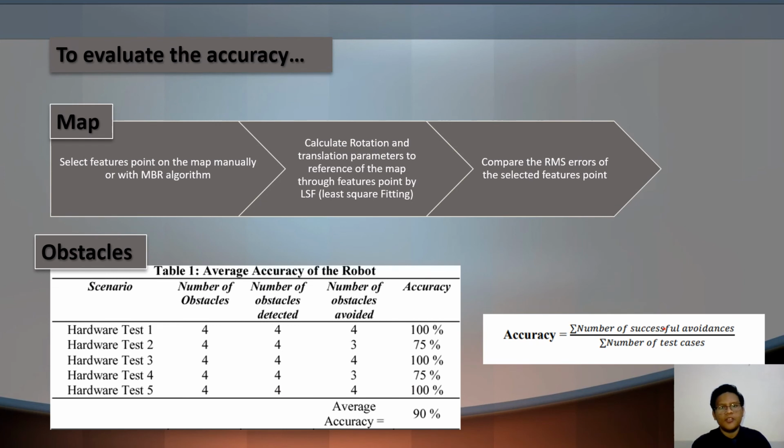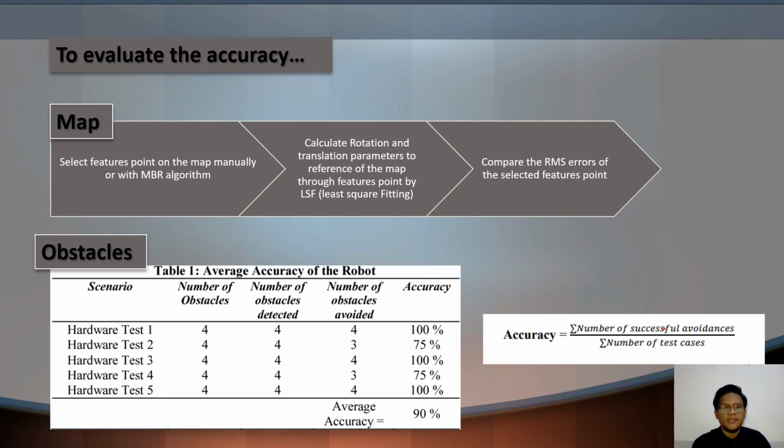Next is the methodology to obtain the third objective, which is to evaluate the accuracy. There are several steps that need to be taken to evaluate the accuracy of the map. First, select feature points on the map manually or with the MBR algorithm. Next one is to calculate the rotation and translation parameters to reference the map through feature points by LSF, which is least square fitting. Lastly, compare the RMS errors of the selected feature points.